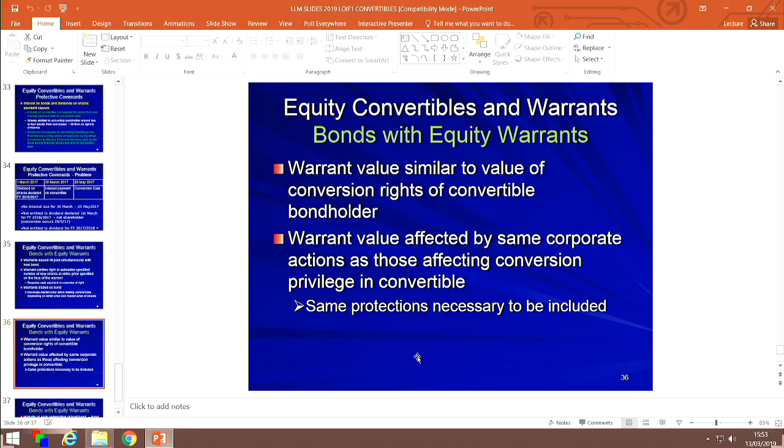And you'll find that the value of the warrant is nearly similar to the value of the conversion right of a convertible bondholder. In other words, it is affected by the same corporate actions that we've talked about in relation to convertible bonds. And therefore, for an equity warrant, there will be terms and conditions which are exactly the same as those we talked through in relation to a convertible bond to protect the interests of the warrant investor or warrant holder.